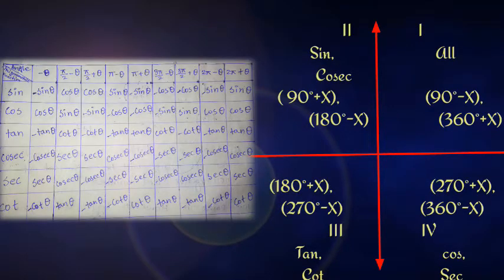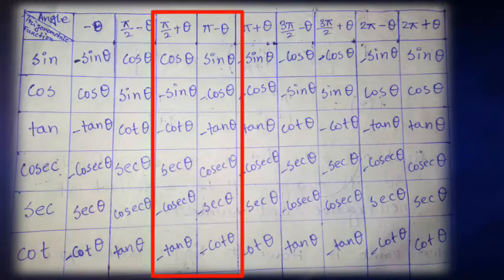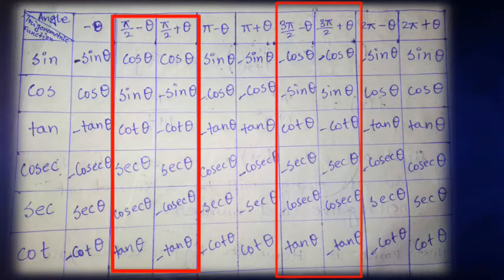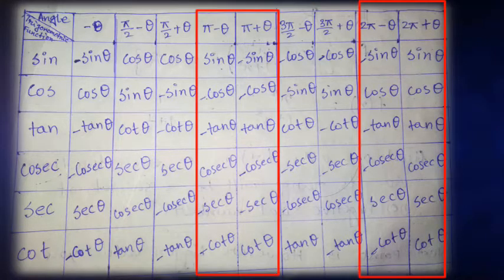Here you can see in this chart, in the second quadrant, that is in the column of pi by 2 plus theta and pi minus theta, only sine values and cosec values are positive, otherwise all the other ratios are negative in sign. And similarly the other columns are also having the same rule. And one more thing you observe here, whenever you are getting an odd multiple of pi by 2 plus or minus some acute angle, then the ratios are getting changed, and in case of it is an even multiple of pi by 2 plus or minus some acute angle, then the ratios do not change.